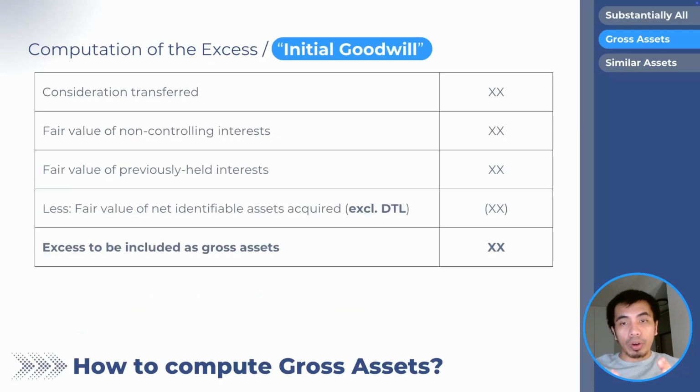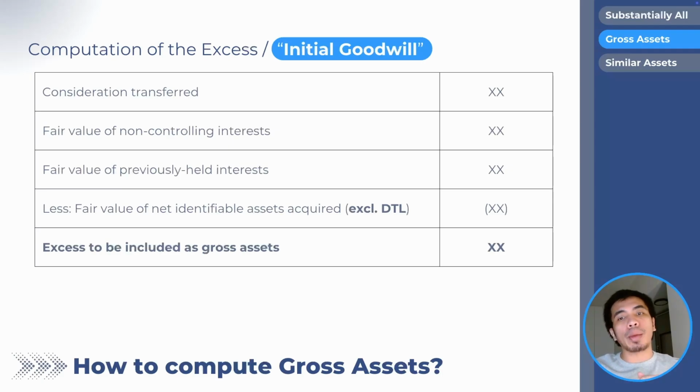According to the second paragraph that I showed you, the initial goodwill is computed as consideration transferred, add the fair value of NCI, add the fair value of previously held interest. These three are the total consideration of the acquisition, less the fair value of identifiable net assets acquired, excluding deferred tax liabilities. This is the excess to be included as gross assets. The standard isn't actually saying that it's goodwill; it refers to it as an excess. However, I would like to refer to it as an initial goodwill, because basically it's a goodwill calculation, but excluding the deferred tax liability impact.